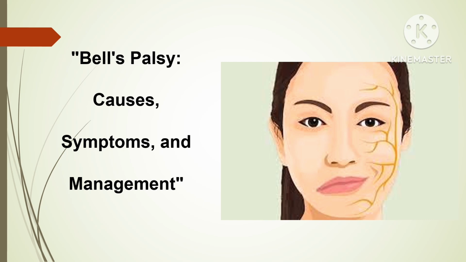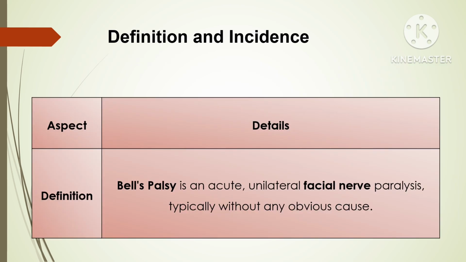Bell's palsy is defined as a sudden unilateral paralysis or weakness of facial muscles due to inflammation or dysfunction of the facial nerve, which is cranial nerve 7. It is the most common cause of facial paralysis, accounting for approximately 60 to 70% of the cases.